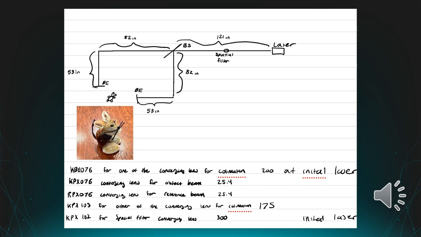Below the diagram is our object. We named him Simon. And underneath Simon are the names and focal lengths of the lenses we used for converging various beams.